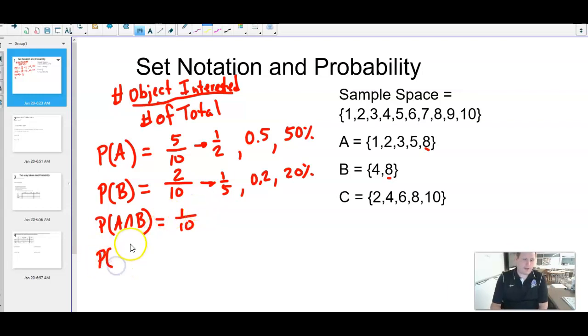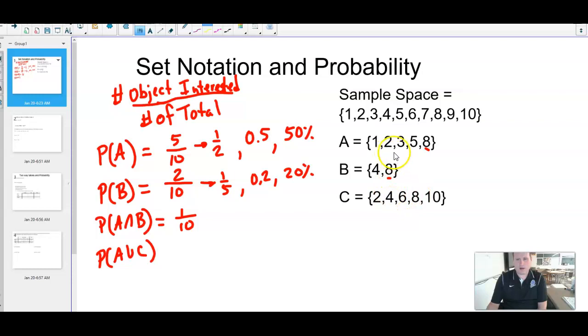If I look at the probability of, let's say, A union C, now I'm looking at anything that's part of A or C. So that would be 1, 2, 3, 5, 8, and then I've already counted 4 or 2, and so I've got 4 added to it, 6 added to it, and then 10.